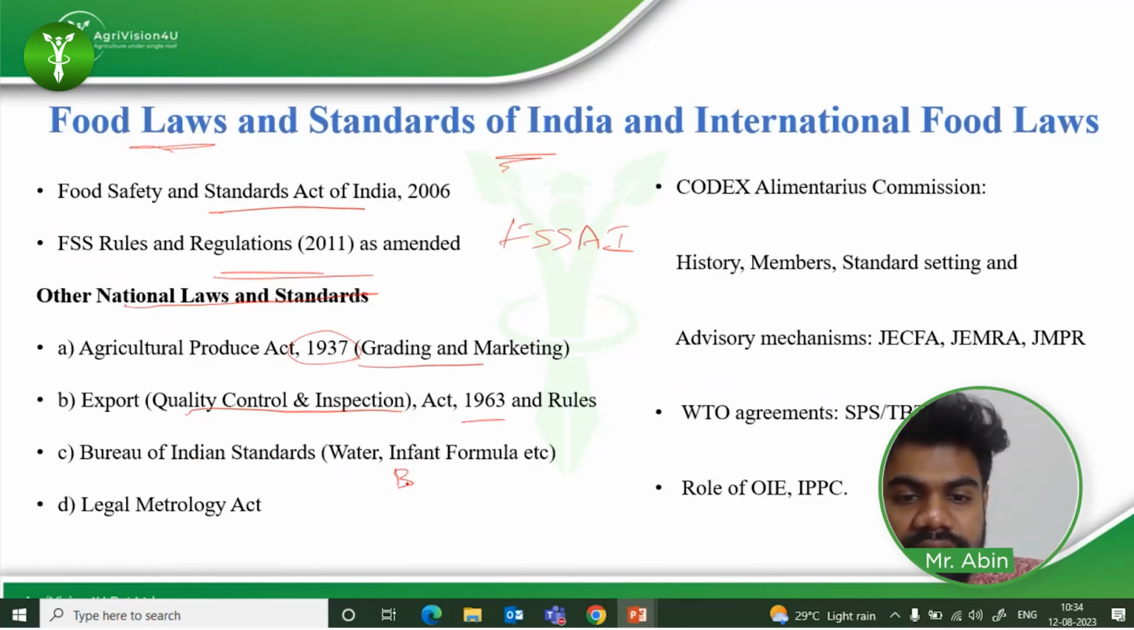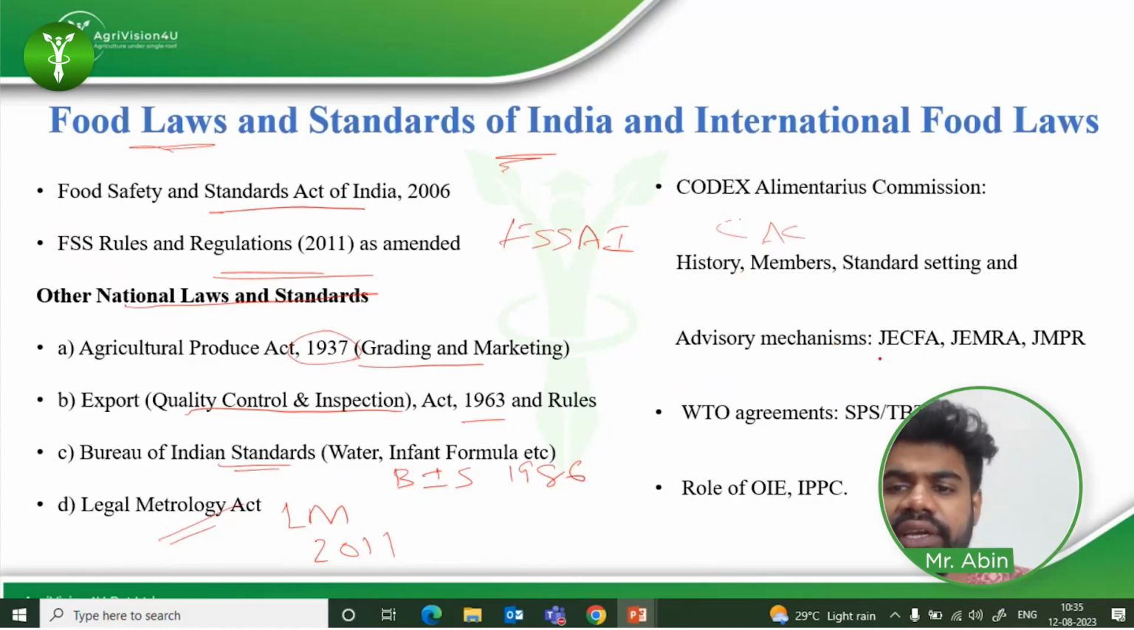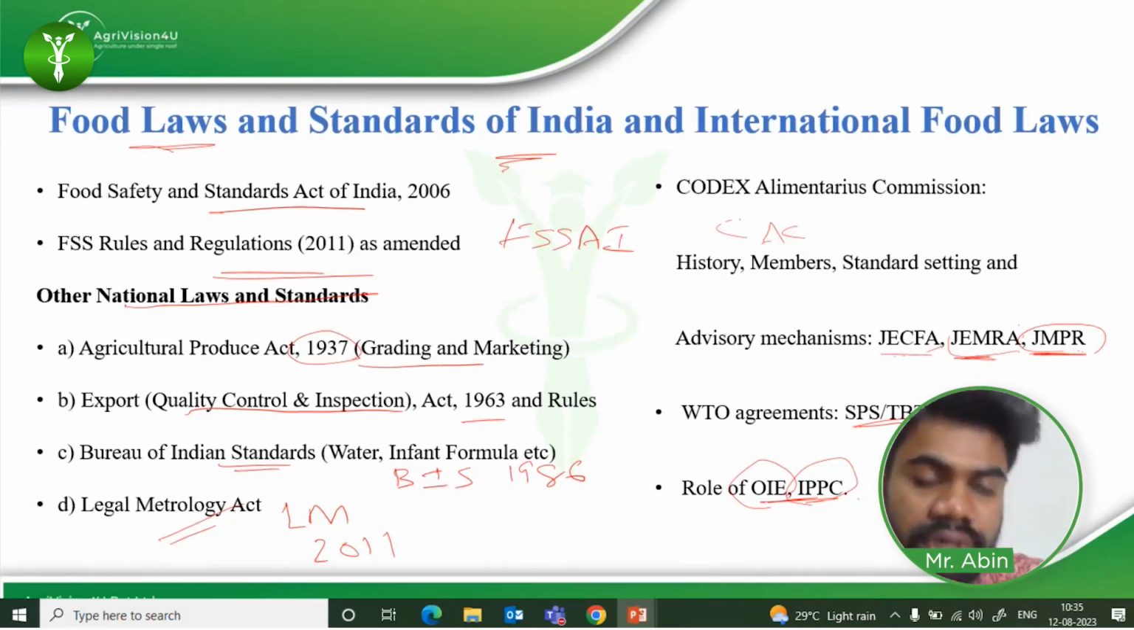Then BIS came in 1986. You will also be seeing the LM Act, Legal Metrology Act, 2011. And in international, you will be seeing CAC. CAC stands for Codex Alimentarius. Then its history, members, standard setting, advisory mechanism. And these three bodies, JECFA, JEMRA, and JMPR: Joint Expert Committee on Food Additives, on Microbiological Risk Assessment, and Pesticide Residues. Then WTO agreements, SPS and TBT. Then the role of OIE and IPPC. These are two international bodies, the International Plant Protection Convention and the World Organisation for Animal Health. So this is how Unit 1 is divided.